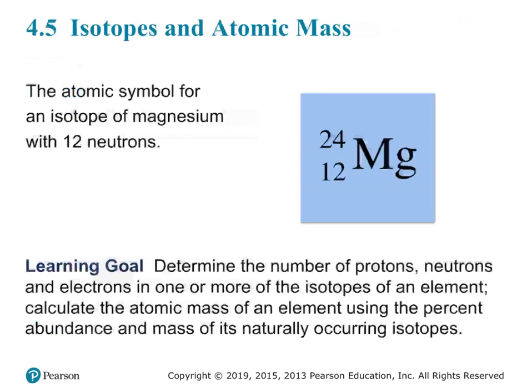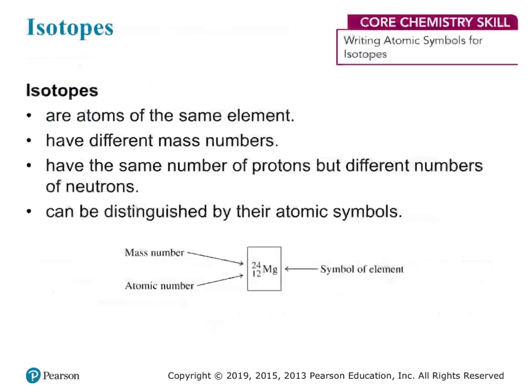Now, what if we have a bunch of different atoms of an element? How do we figure out the mass of that sample of atoms? Because not every atom of an element will have the same mass. So that's where isotopes come in. So isotopes are atoms of the same element, but they have different mass numbers.